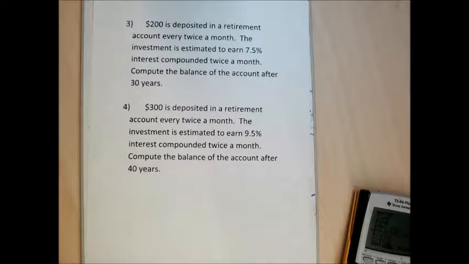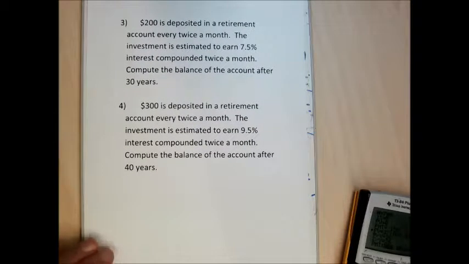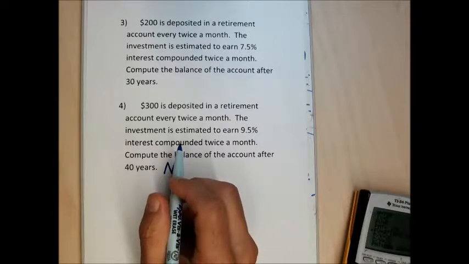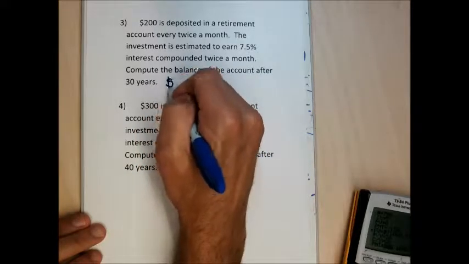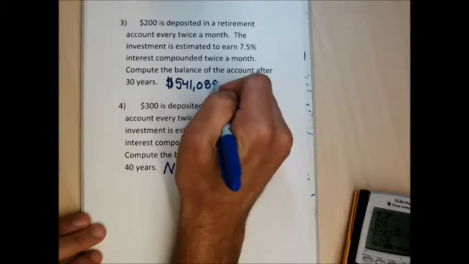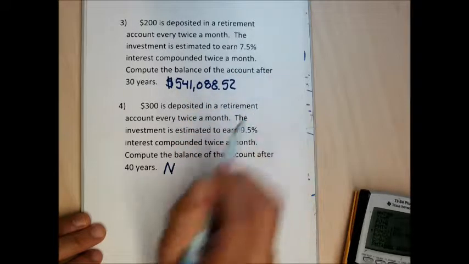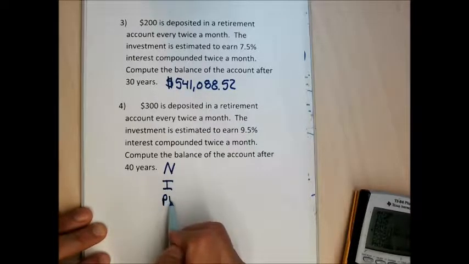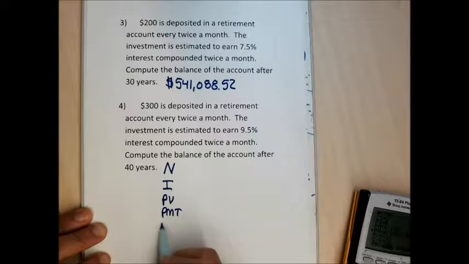All right, why don't you give 3 a go? I'll do 4. In order to do 4, so you can pause the video and do 3, the answer that I have written down for 3, just in case you want to check yourself, is $541,088.52. That's assuming my answer is right. I'm kind of hoping that's the case. If you can't do number 3, watch me do number 4. If you can do number 3, don't watch me do number 4 and fast forward a little bit.